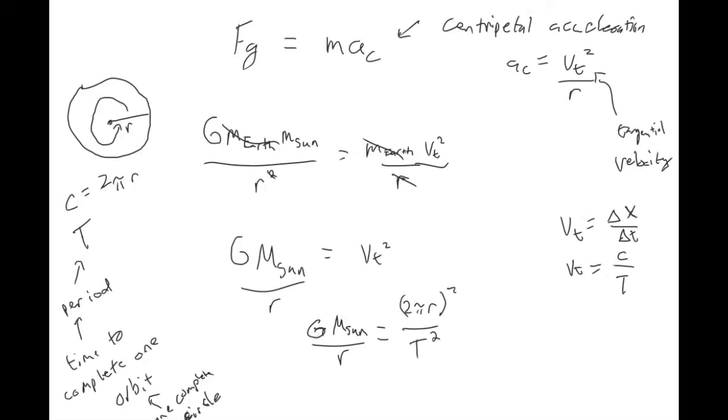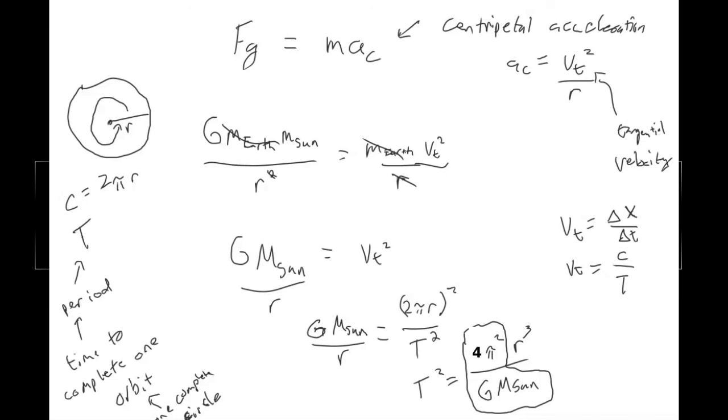And so if we solve this for T squared, we would multiply T squared to the other side, and then move the G M sun over r to the other side, and you would get something that looks like this: 4 pi squared r cubed over G M sun. And if you remember the equation that we had before, where we said that the period squared is proportional to the radius of the orbit cubed, then we have that same relationship here. And now 4 pi squared over G M sun is just some constant that you can calculate.